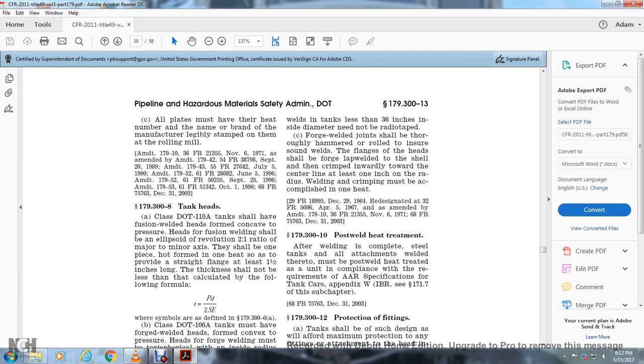Forge welded joints shall be thoroughly hammered and rolled to ensure a solid weld. The flanges of the head shall be forged in a lap weld with the shell, then crimped inwardly toward the center line at least 1 inch for the radius. Welding and crimping must be accomplished in one heat.